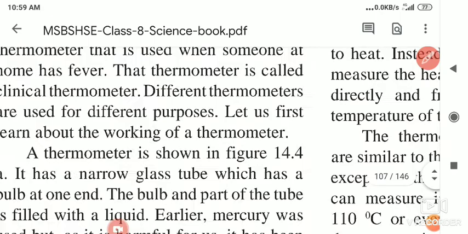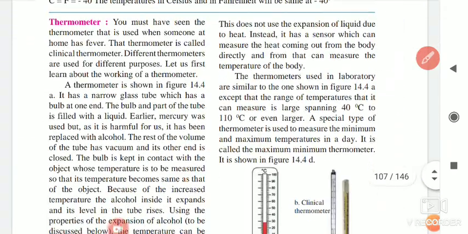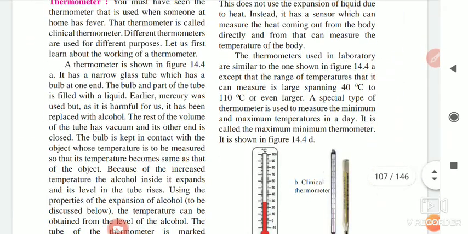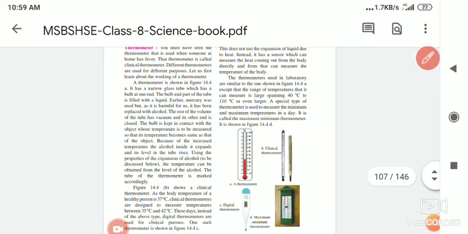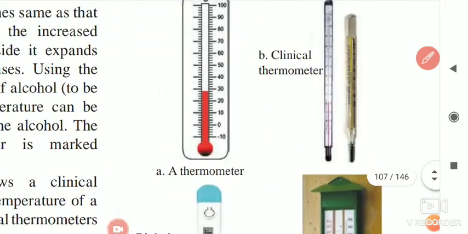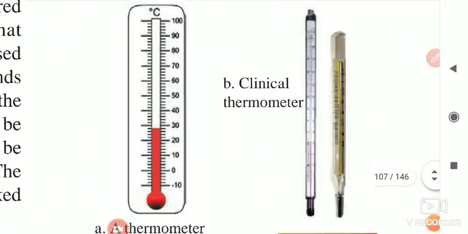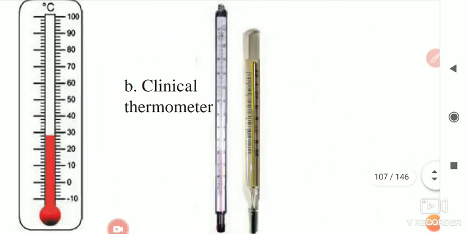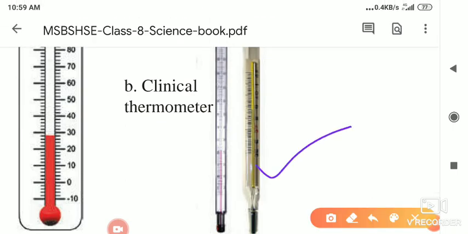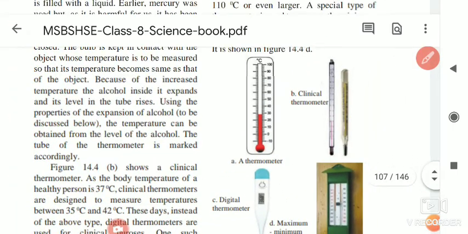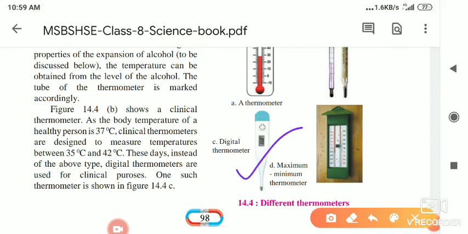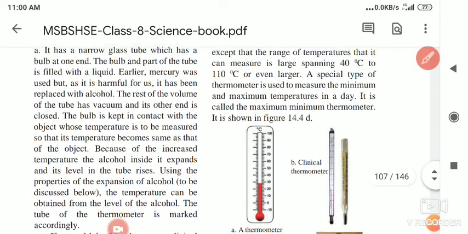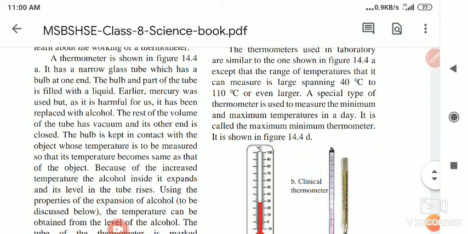So how a thermometer works, that we will understand, and for that refer to figure number 14.4. Here it is a thermometer, that is the clinical thermometer that the doctor uses to check our temperature. Here is another, a digital thermometer, which is newly invented, and here is also one more thermometer. Different types of thermometers are shown here. So first of all, we will understand how the thermometer is built.